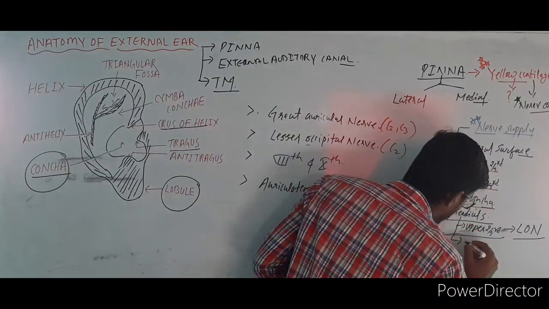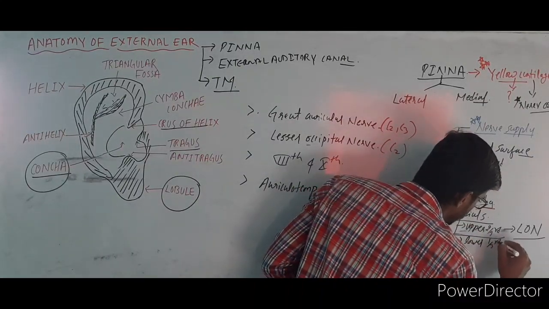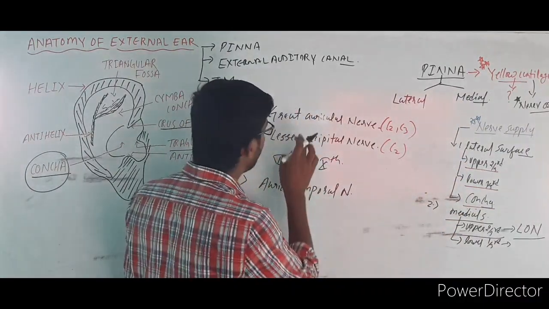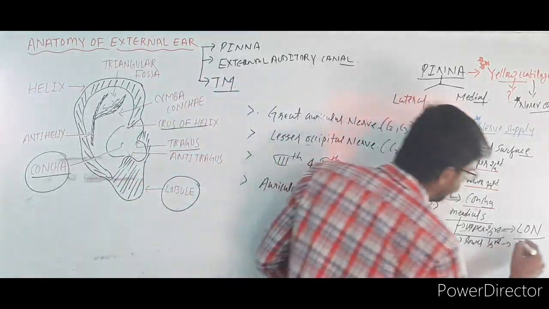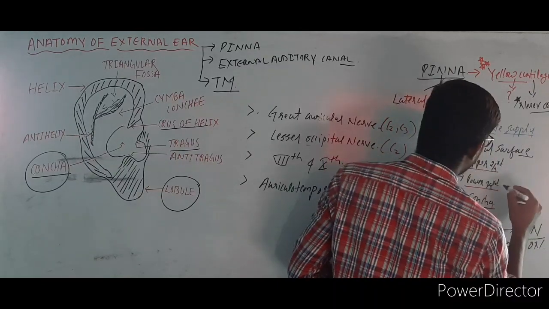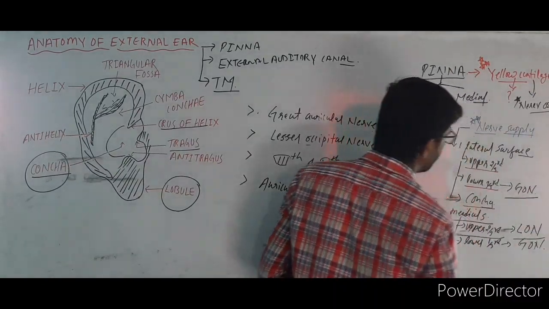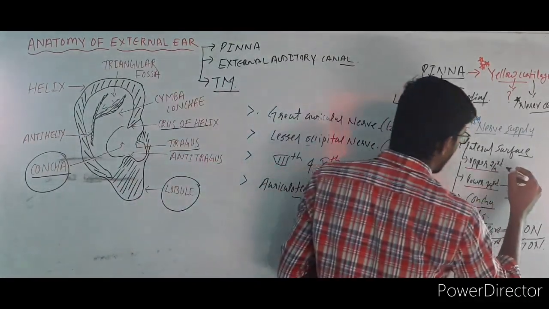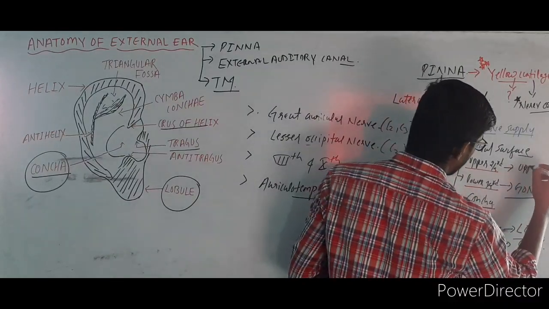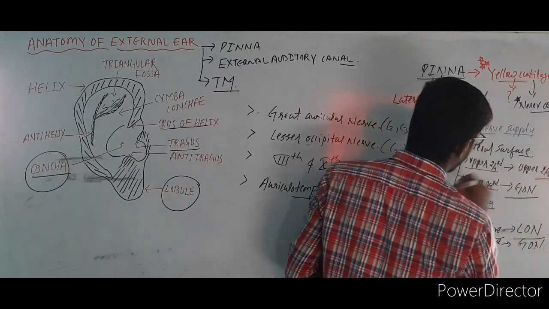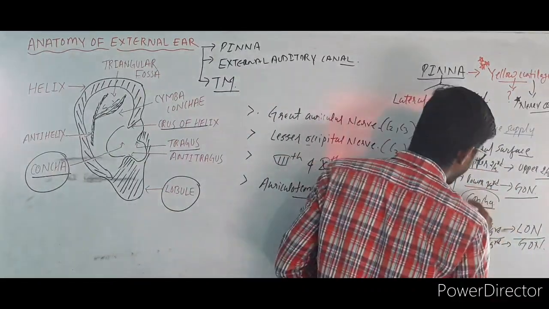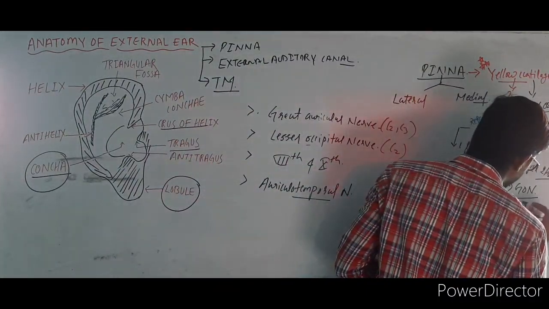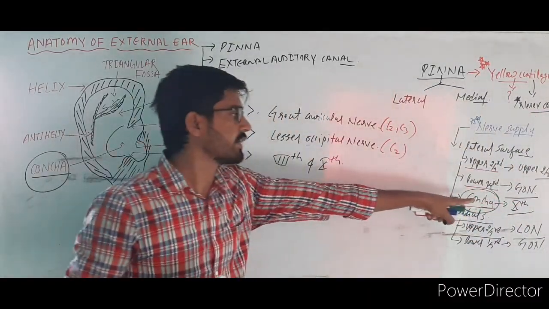Now, the lower one-third of the medial surface and the lower one-third of the lateral surface are both supplied by the great auricular nerve. Now this auriculotemporal nerve supplies the upper two-third of the lateral surface. And this concha is supplied by a branch from the vagus, the 10th cranial nerve.